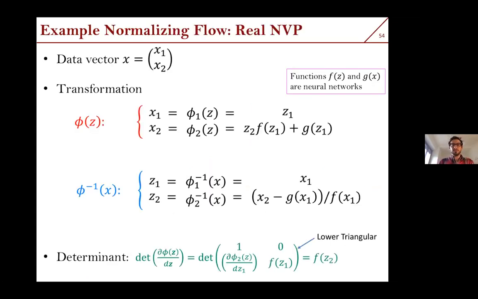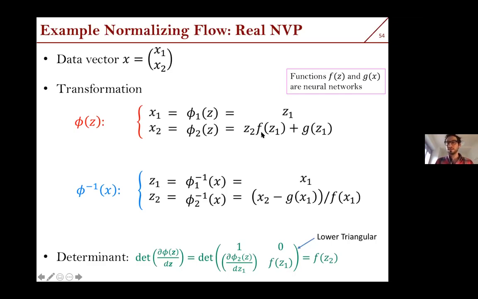So just a quick example of a normalizing flow. One of these is called Real NVP. This is one of the early models, one of the simpler ones, but still quite powerful. You can imagine our data is two dimensions, x1 and x2. We're looking for a transformation from noise z to samples that might look like x. Here, the transformation is done component-wise. For the first component of noise, we just map z to x, so we do nothing to it. In the second component, we take Z2 and multiply by the output of some neural network that only depends on Z1, and we add the output of some neural network that only depends on Z1.